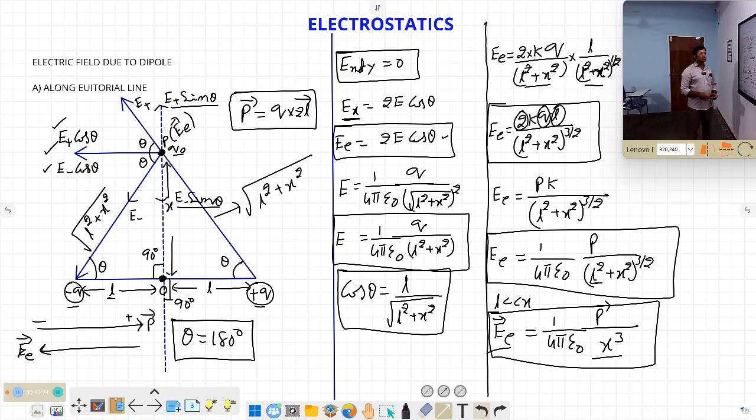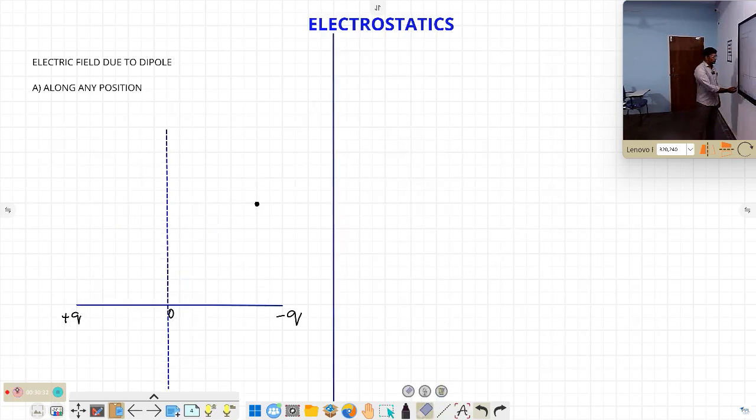And next we are going to discuss the electric field due to a dipole at any position other than axial and equatorial. Now we will discuss the electric field due to a dipole at any position. Along any position means you can take the point anywhere on the axial line, the equatorial line, or in between axial and equatorial, at any position. Axial line means what is the angle? 0.